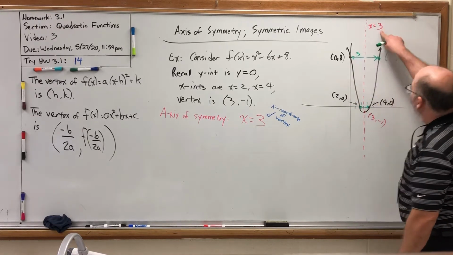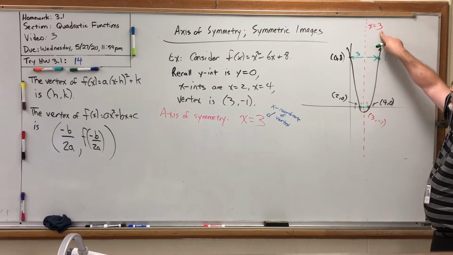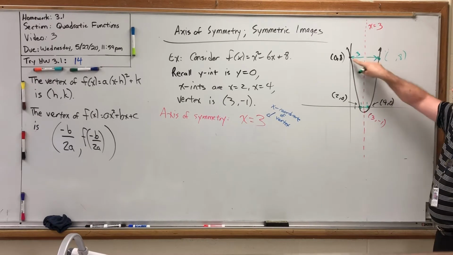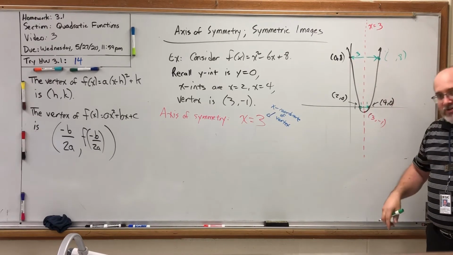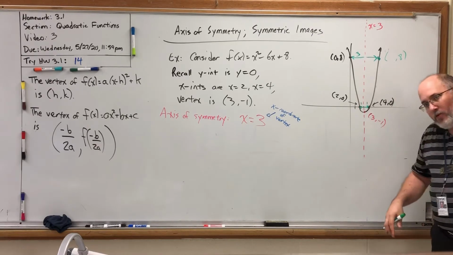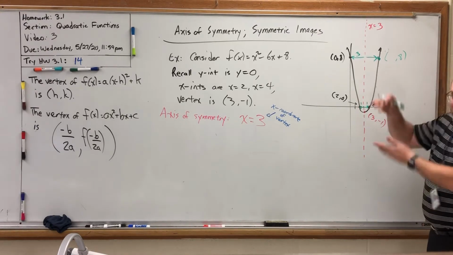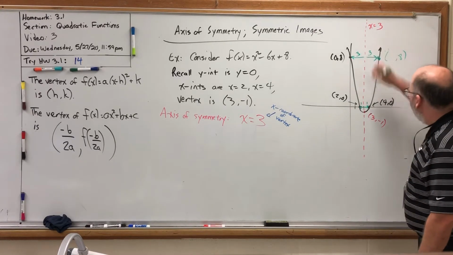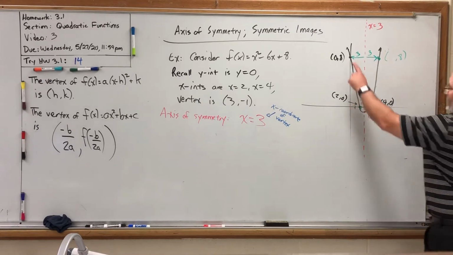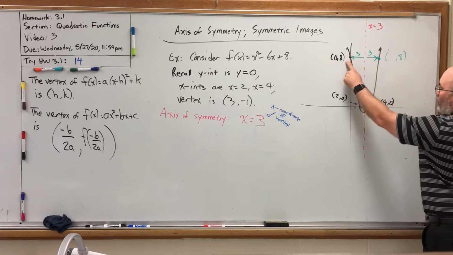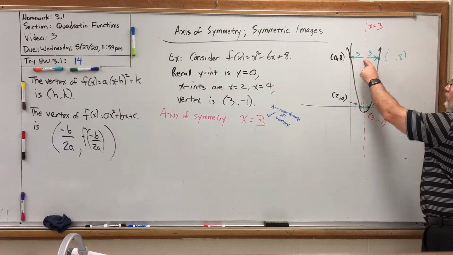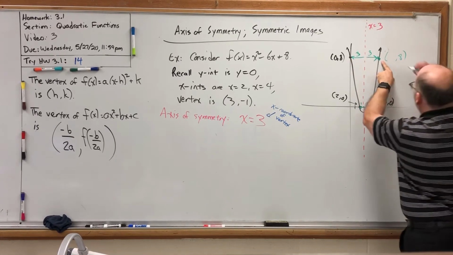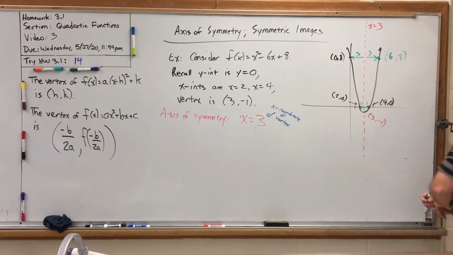In fact, whatever your axis of symmetry equation is, that is telling you how far away the y-intercept is in terms of horizontal displacement, 3 to the left, which means its mirror image would be 3 to the right. So to get from here to here, we would have to go over 3 to get to the axis and over 3 more, which would put it at 6, 8.